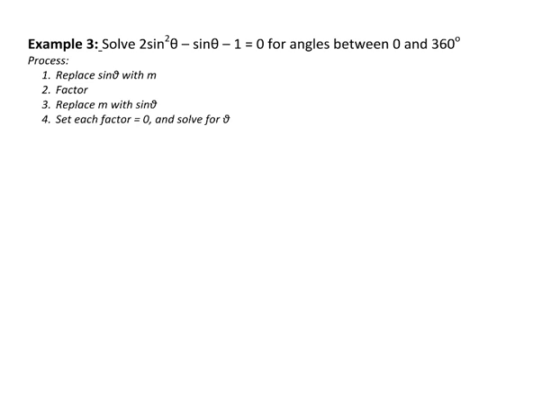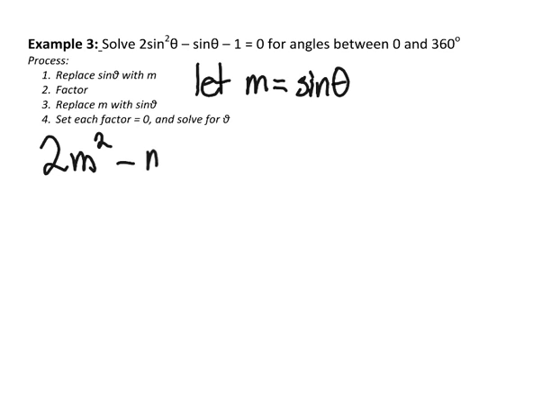So the move that we use here is we pick some variable, any variable you want. I like m, and we define m to be sine theta. And then we replace all the sine thetas with an m. So this equation is going to become 2, and then instead of sine squared theta, it's going to be m squared, because sine theta just became m. And then instead of minus sine theta, it'll be minus m, and then just minus 1. And that equals 0. Our next plan is to factor this.